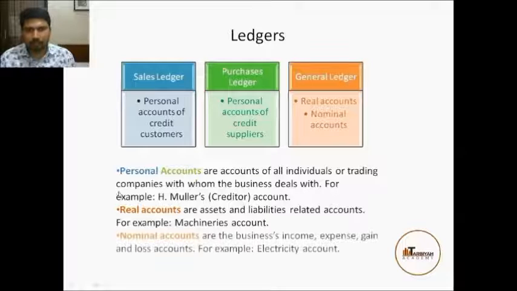And then finally, we have something called nominal accounts. And what are those? Those are related to your income and expense. So for example, you're paying your electricity bill, right, or water bill for the business. Okay, so that's one of your nominal accounts. So general ledger never ever includes personal account. If you have personal accounts in your business, they will be either categorized under sales ledger or your purchase ledger. Okay, so general ledger only includes either real accounts or nominal accounts or a combination of both.